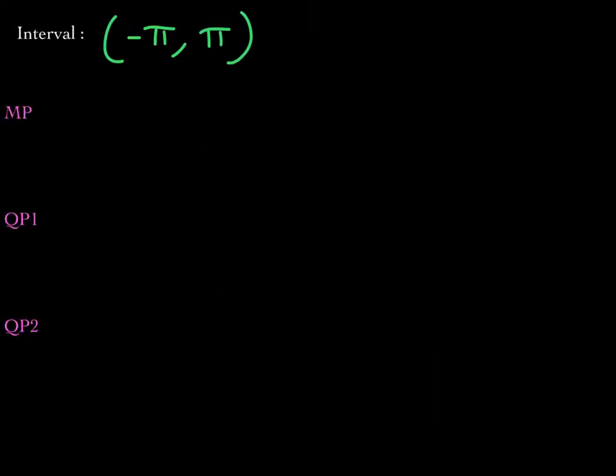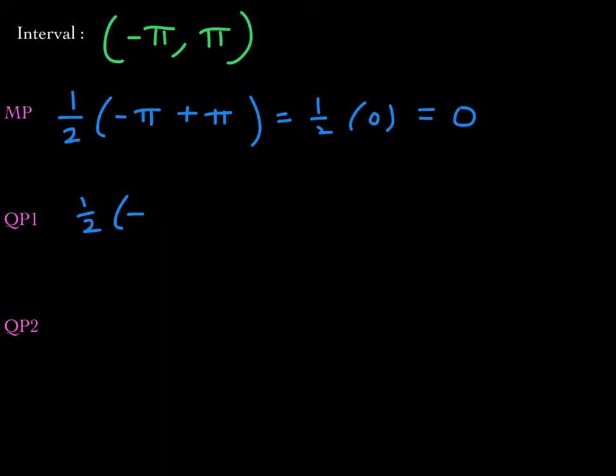All right, in order to find the midpoint, you're probably really used to doing this now. We take half of the sum of the endpoints. So this will be half of 0, which we know to be 0. There's the midpoint. The first quarter point will be half of the sum of the left endpoint and that midpoint you just found. So it'll be half of negative pi. That's a little sloppy. Let me rewrite that. Half of negative pi, which is negative pi over 2.